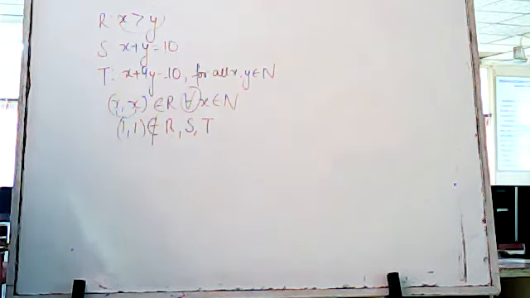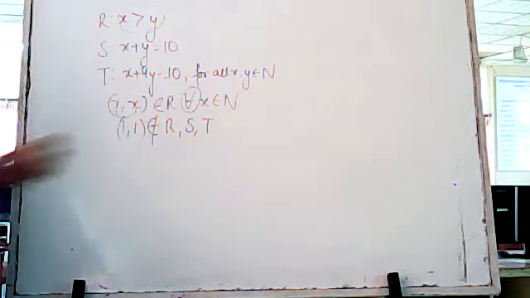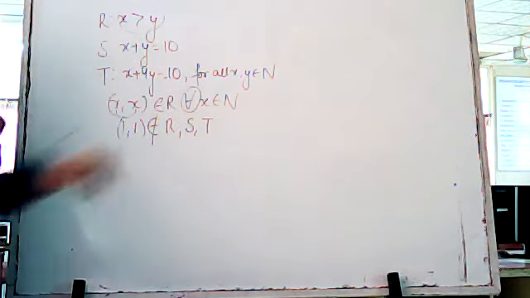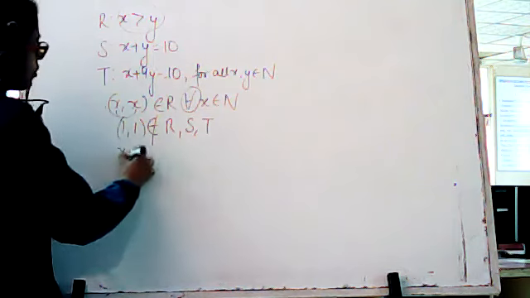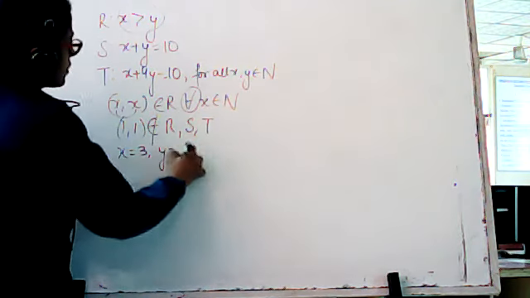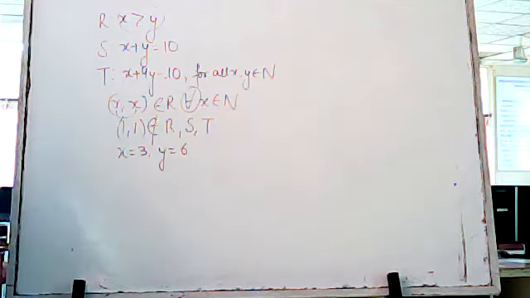Next, number two, symmetric. Now we want to check which of these three relations is symmetric. First we will talk about R. Take x equals 3 and y equals 6. We have supposed an element of our own choice. Take x equals 3 and y equals 6.